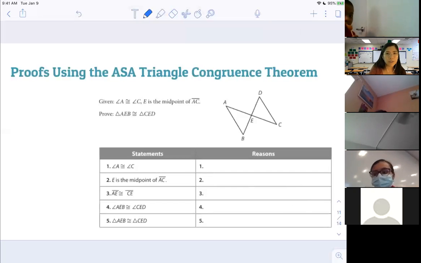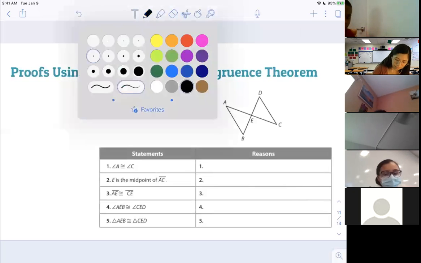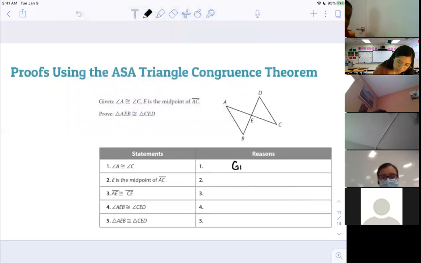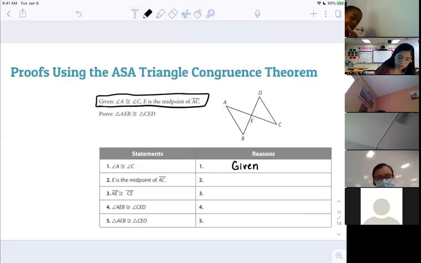All right, so Tyrone, you can do number one. What's number one going to be? Given. Good. Remember, we always have to take a look at what we are given. And right here is our given statement. So remember, the first thing on the proof will always be given. And Tyrone, what do you think about number two?